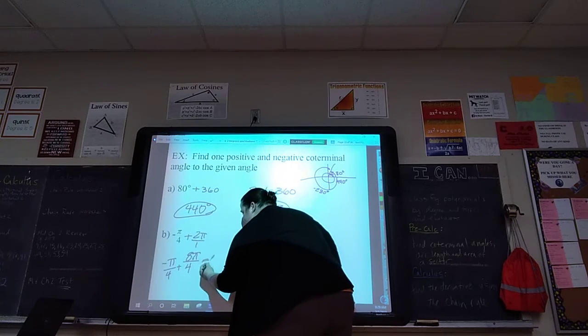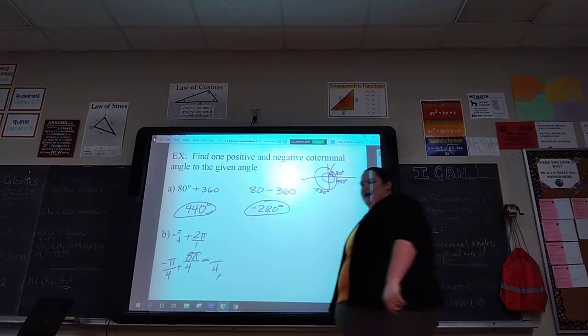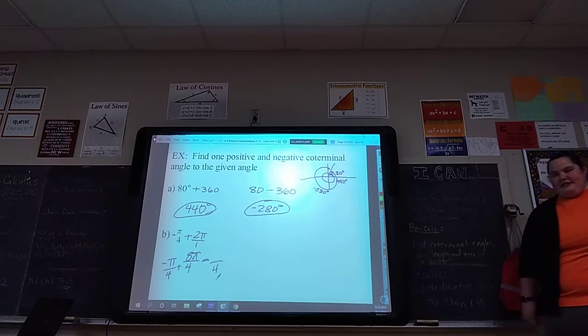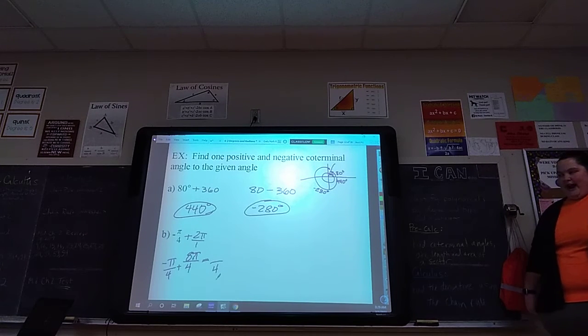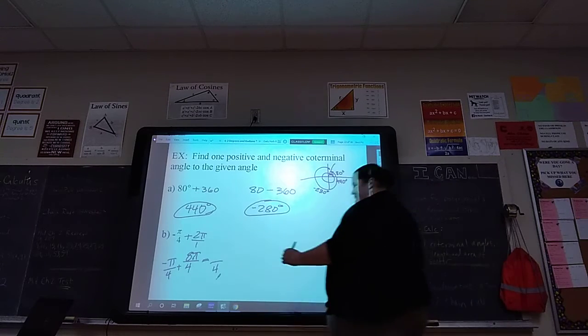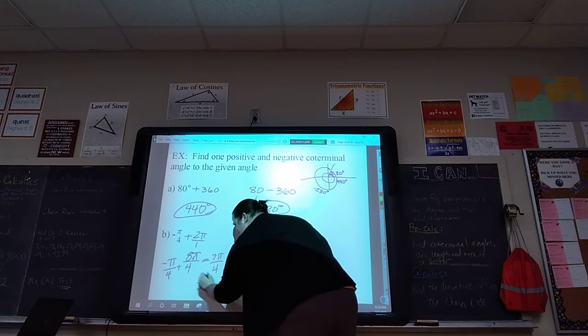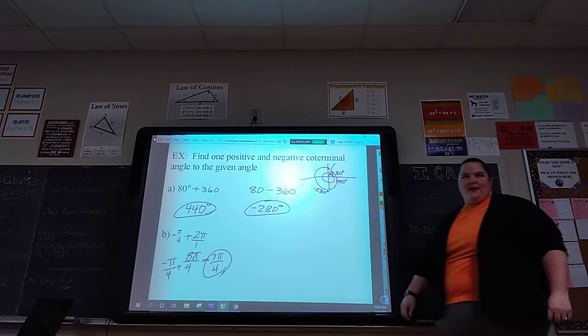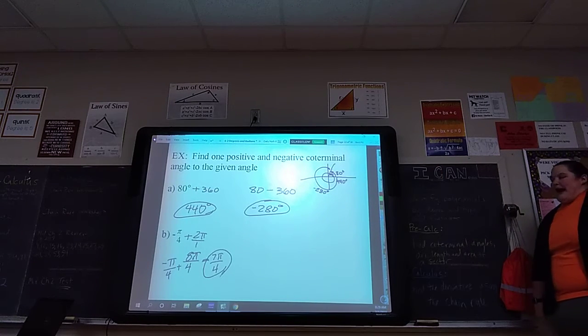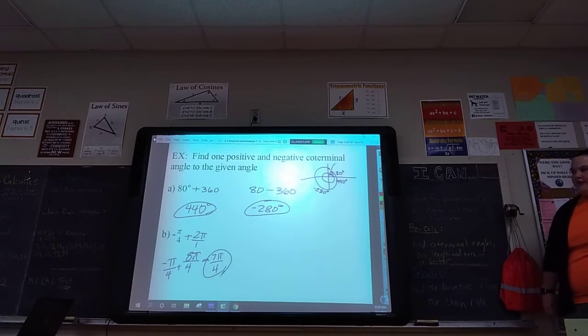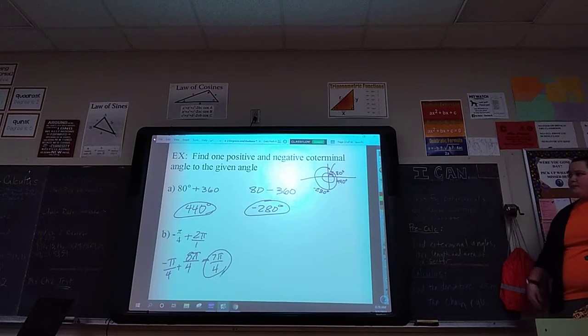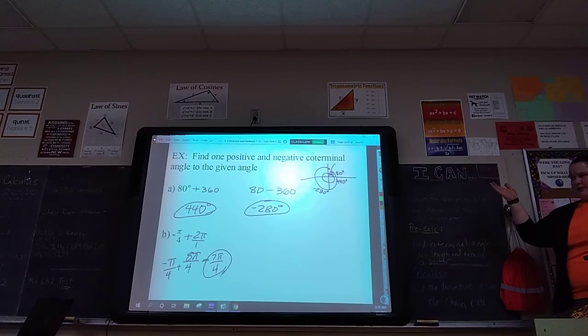And remember, when you add fractions, once you have the denominator, it stays the same. So we just need to add up how many pi's we have. So if I take negative pi and I add 8 pi's to it, how many pi's do I have? So a positive representation for negative pi over 4 is 7 pi over 4. So that's my one positive coterminal angle.